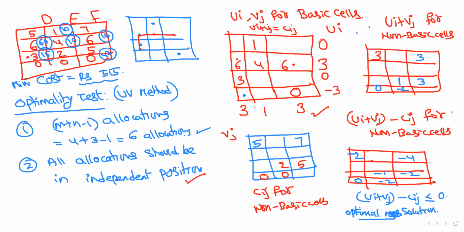Now I calculate Ui plus Vj for non-basic cells. Here, this is a non-basic cell. Just add the corresponding row and corresponding column. That is Ui plus Vj for non-basic cells. As the third table, we write the Cij's for non-basic cells, the cost of transportation: 5, 7 like this. Now do the subtraction. If you got all negative or less than or equal to 0, the solution is called the optimal solution. That is the final answer. So what is the final answer? 515 rupees is the final answer.